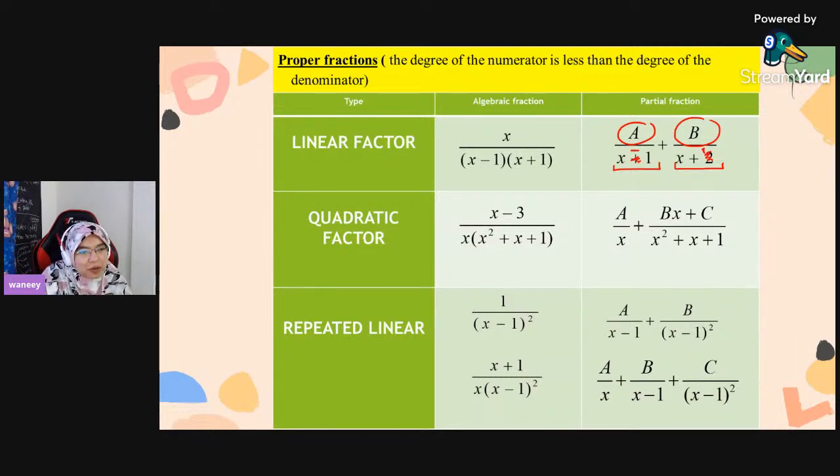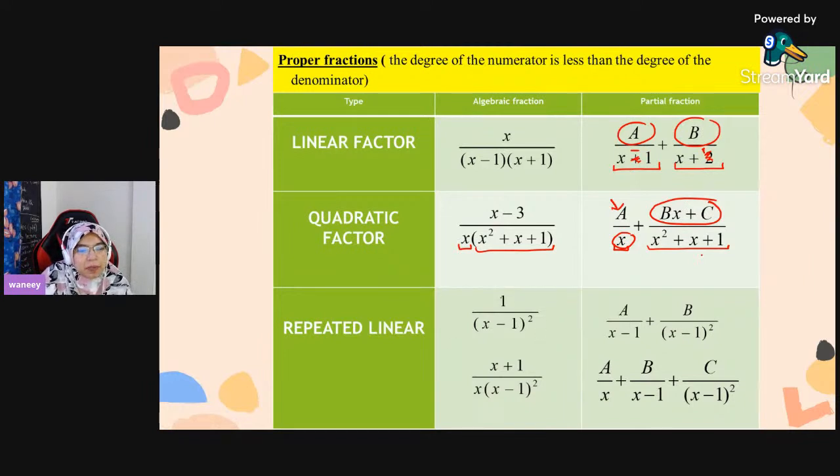Okay, so if you have a quadratic factor, right? This is a linear. This is a quadratic that cannot be factorized. So when I separate them, I'm going to separate them with x and then another factor over here, x squared plus x plus 1. Since x is a linear, I should have a constant at the top. This one is a quadratic that cannot be factorized, therefore I will use a linear at the top of it.